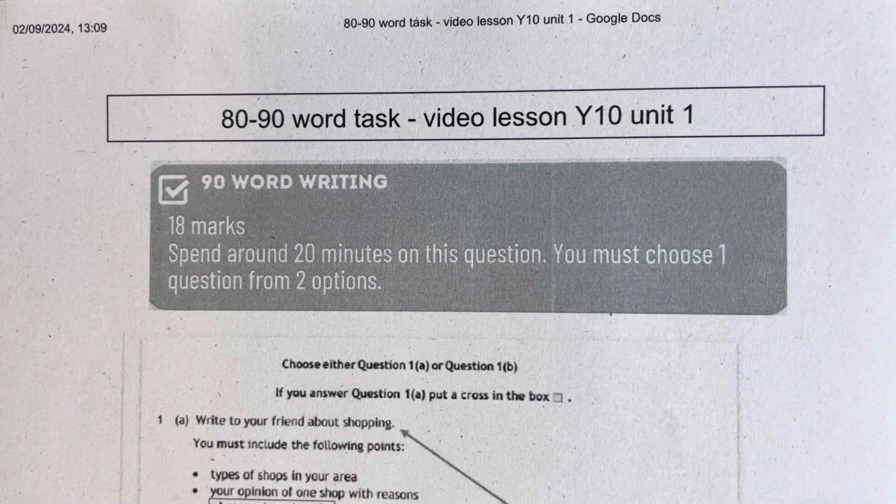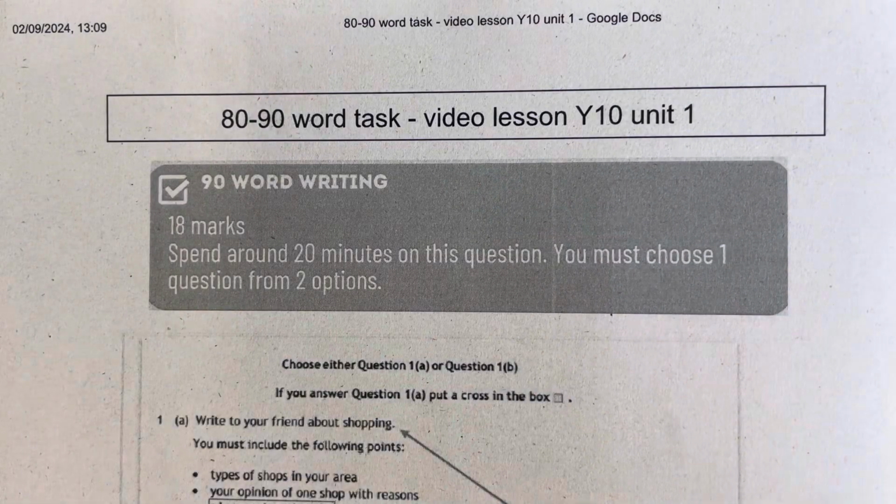It's worth noting that in all of the tasks, you'll be asked to write to a friend, but don't focus on this particular detail. Your focus should be on the subject that you're being asked to talk about. So in this case, my town and shopping, but in other cases, possibly holidays or school. The focus here really should be on choosing a question that relates to a topic you are comfortable and happy and confident talking about.